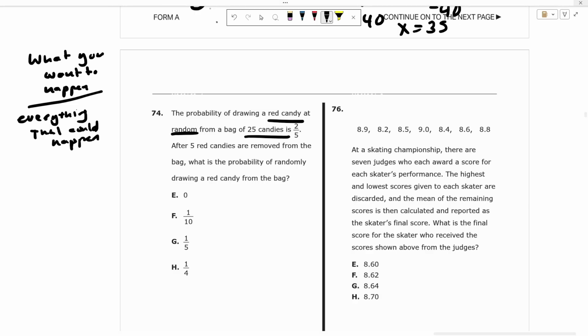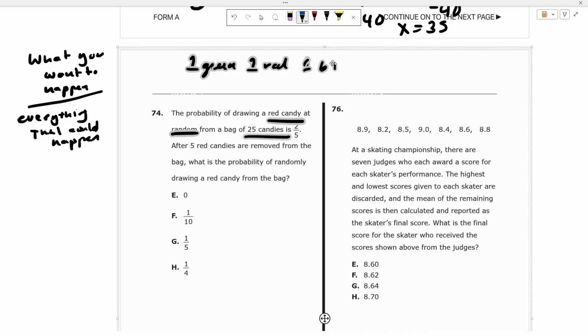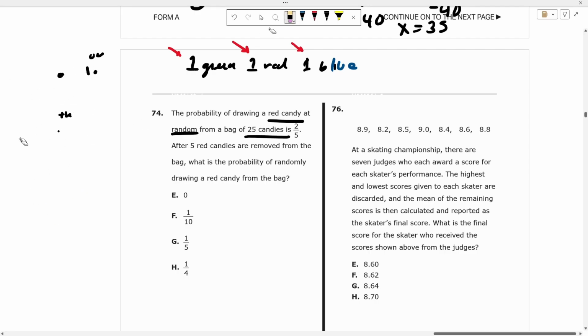So for instance, if I have a jar of 3 marbles, and I have 1 green, 1 red, and 1 blue, and I want to find my probability of finding 1 blue marble, it's what I want to happen, 1 blue marble, divided by everything that could happen. Well, I could find the green marble, I could find the red marble, and I could pick a blue marble, so my probability is going to be 1/3. Okay? And remember that since it's a fraction, it could always simplify.